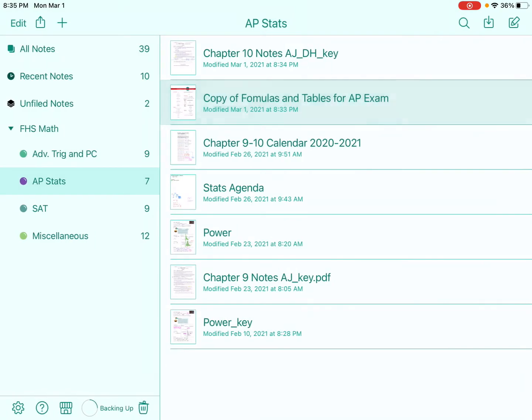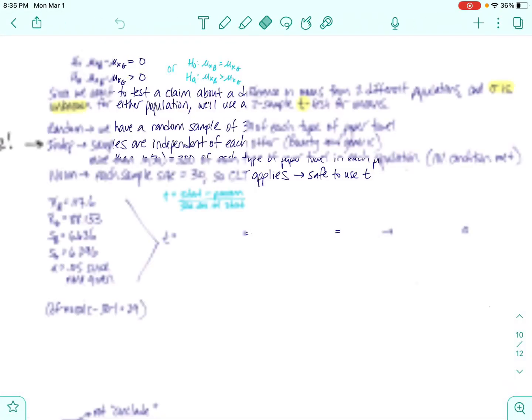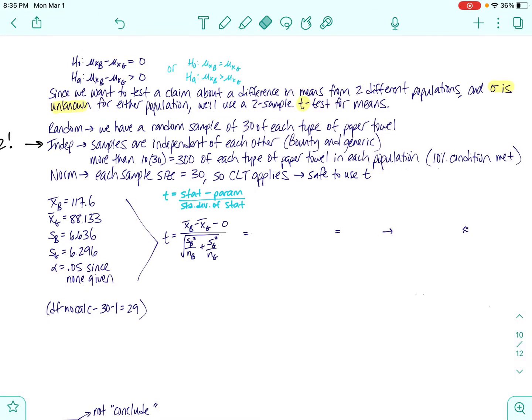Everything's there, but it's kind of like doing a puzzle. You got to put it together. So anyways, I'm going to plug in all my symbols first. That is how I'm going to fill in statistic minus parameter over standard deviation of statistic. I'm going to now plug in the values. All those values are right here. I took them from my calculator. I will give them to you so that you can just crunch this number.